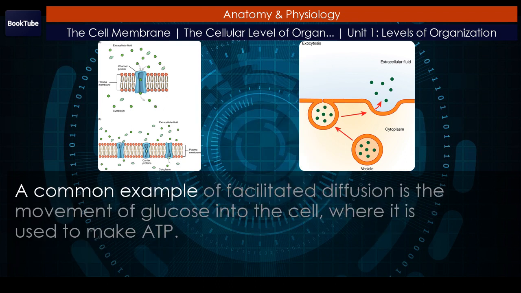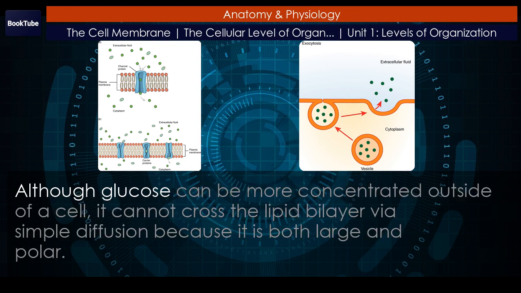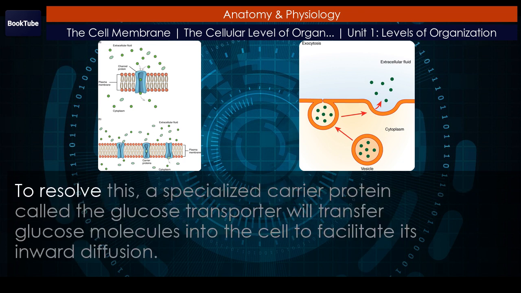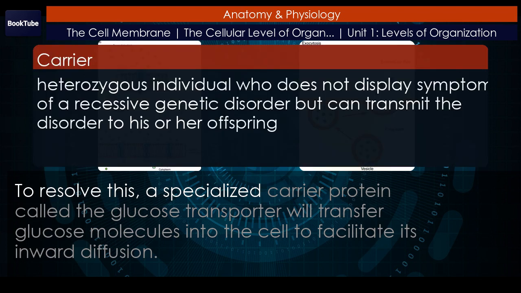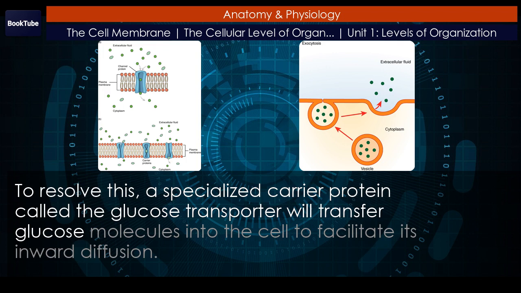A common example of facilitated diffusion is the movement of glucose into the cell, where it is used to make ATP. Although glucose can be more concentrated outside of a cell, it cannot cross the lipid bilayer via simple diffusion because it is both large and polar. To resolve this, a specialized carrier protein called the glucose transporter will transfer glucose molecules into the cell to facilitate its inward diffusion.